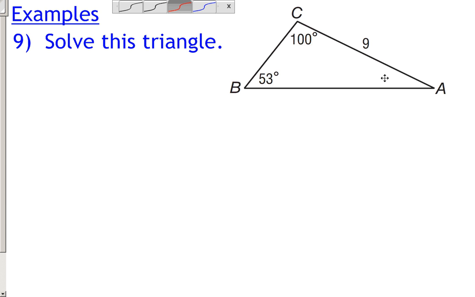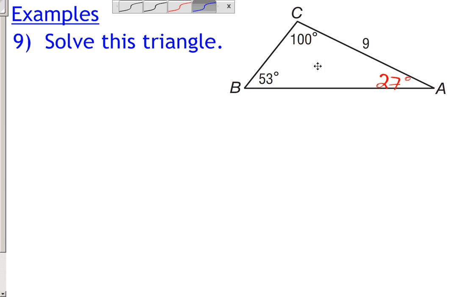So getting the other angle is really easy. All three angles have to add up to 180 degrees. So 180 minus 100 minus 53 should give us 27 degrees. Okay, so there's the angle. Now the next step is we need to get the other two sides. So we're still going to have to use law of sines in this case.